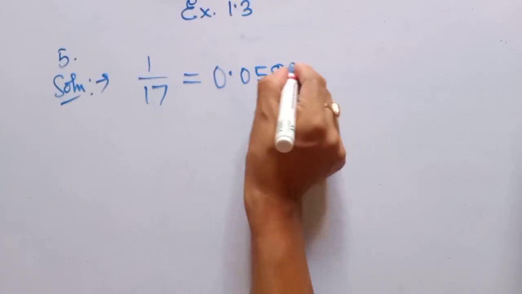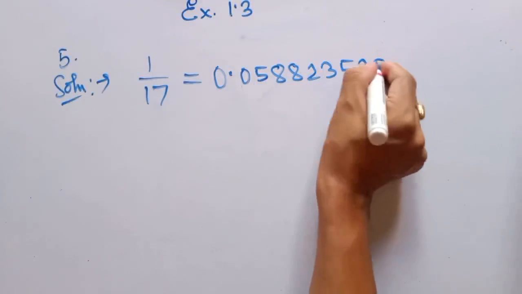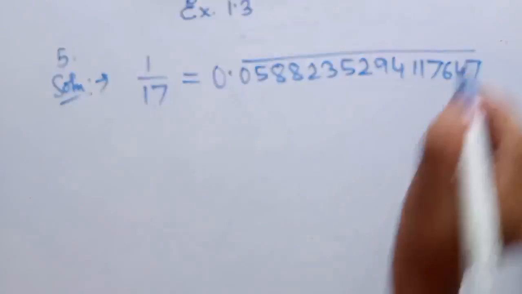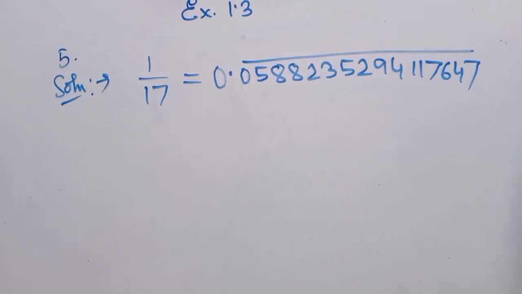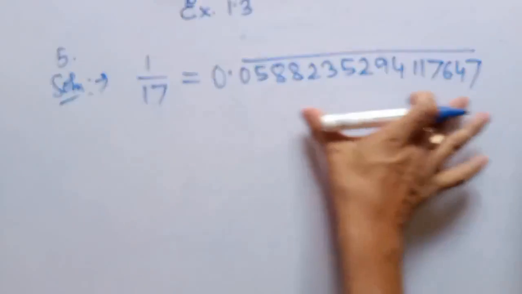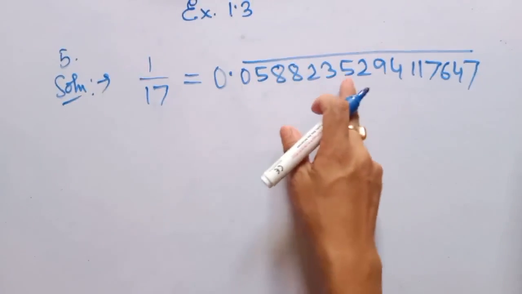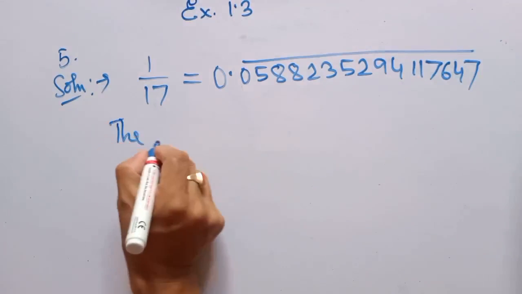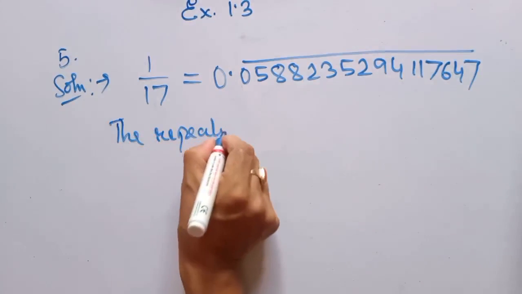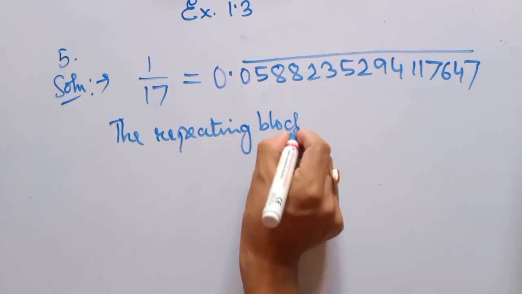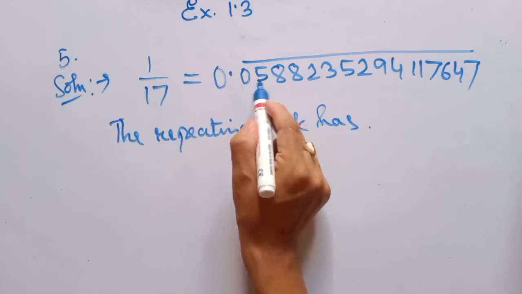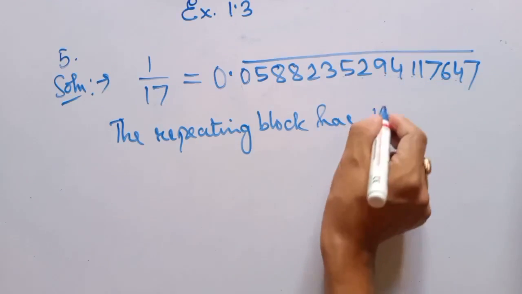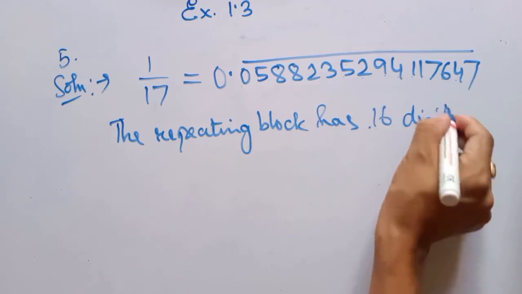So after finding out the decimal expansion of 1 by 17, we get 0.0588235294117647 bar as the decimal expansion of 1 by 17. So here the repeating block is 0 5 8 8 2 3 5 2 9 4 1 1 7 6 4 7. So the repeating block has how many digits? Let's count 1, 2, 3, 4, 5, 6, 7, 8, 9, 10, 11, 12, 13, 14, 15, 16. So the repeating block has 16 digits.